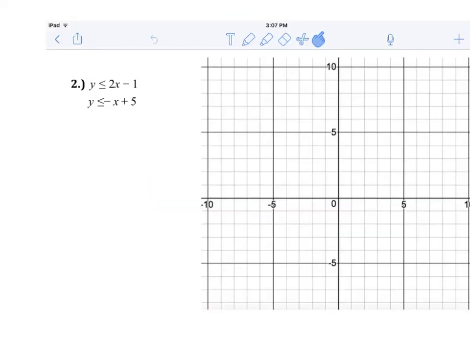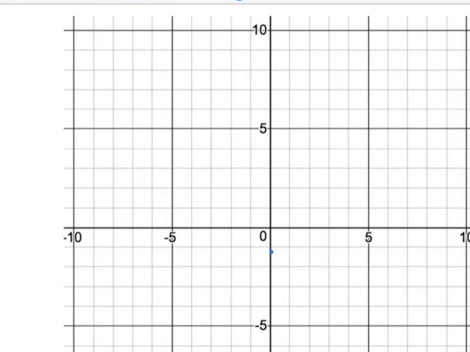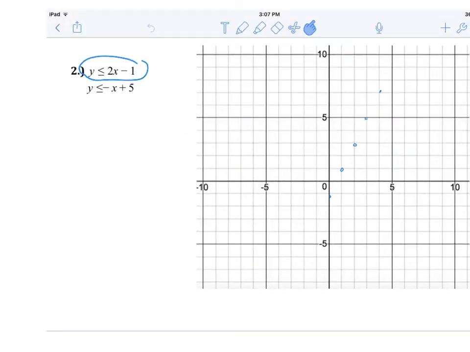Looking at problem 2, I'm going to make it blue again. We have y is less than or equal to 2x minus 1. So we're going to start at -1, which is the y-intercept, and then our slope is 2. So we're going to go up 2 over 1 and plot a point. Up 2 over 1, and just a couple more. So I'm going to draw this line.